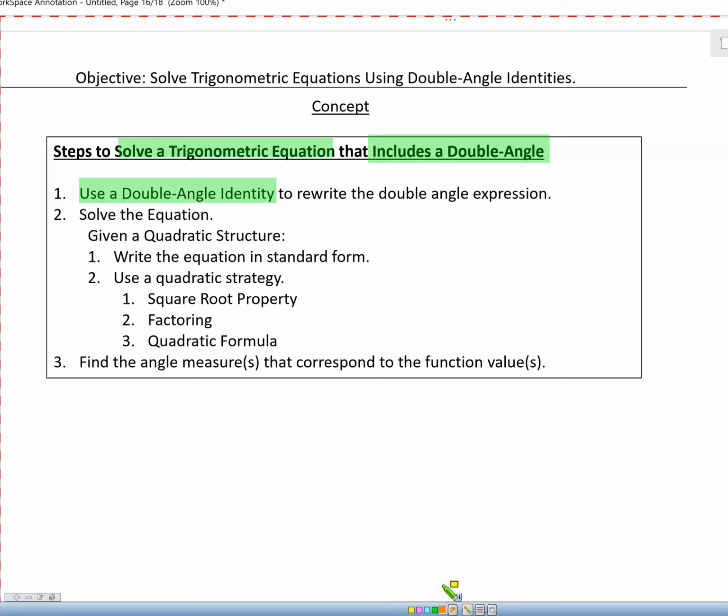Many of these do turn out to be quadratic in structure. So we would want it in standard form. And then we can figure out which strategy would be best: square root property, factoring. There are problems that also require the use of the quadratic formula because neither of the previous strategies work. We will not be looking at those types of problems in this lesson, but they do exist. Once we get to the point where we have something like sine of x equals 1, then we can find any angle measures that are appropriate over the given interval.